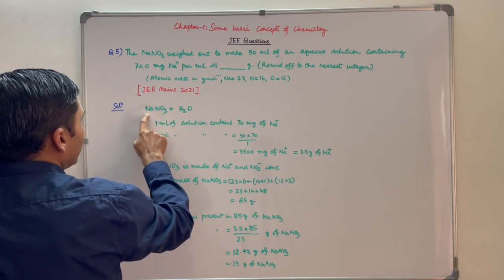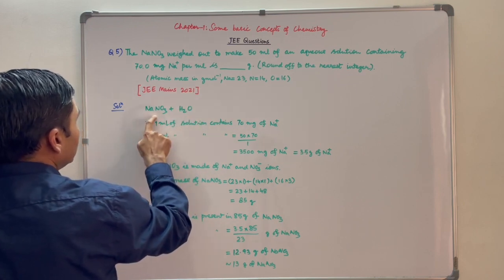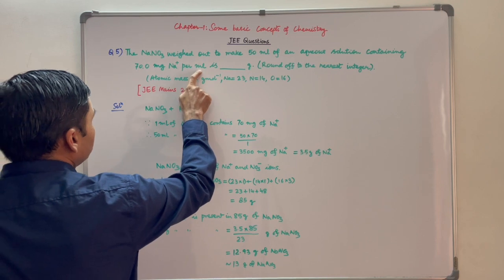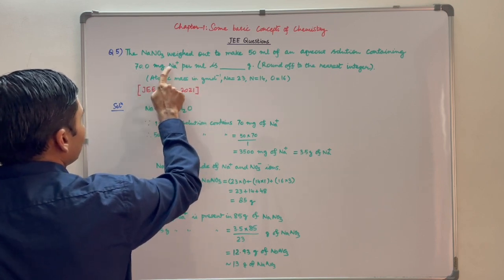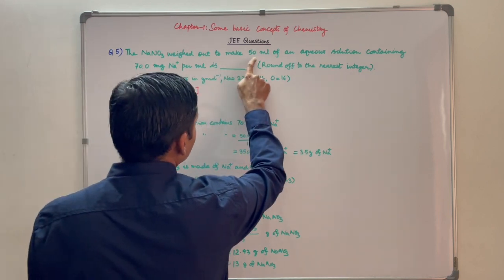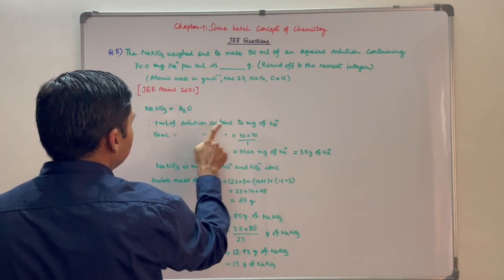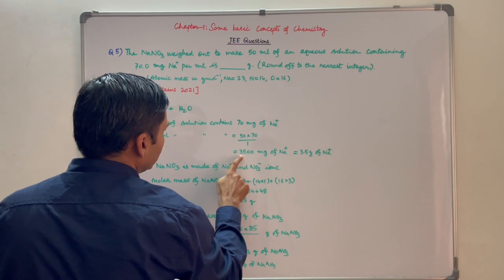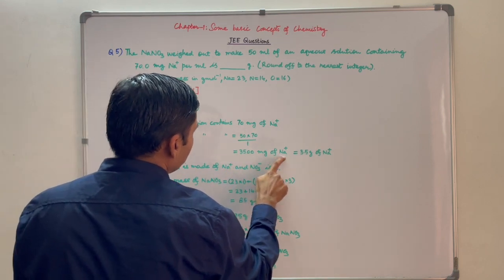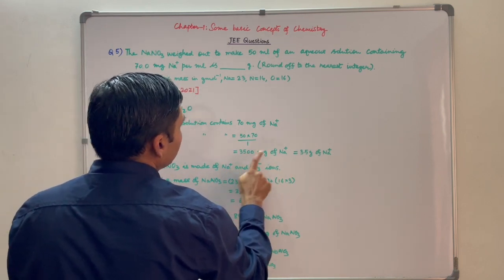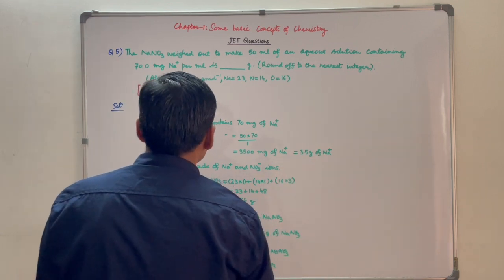So we have to make the aqueous solution of NaNO3. It is given that 1 ml of this solution contains 70 mg of Na plus. So 50 ml of this solution will contain how much of Na plus? It will be 50 into 70 upon 1. That will be 3500 mg of Na plus. That is equivalent to 3.5 gram of Na plus.